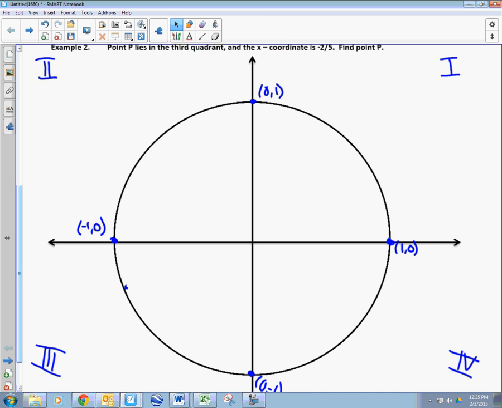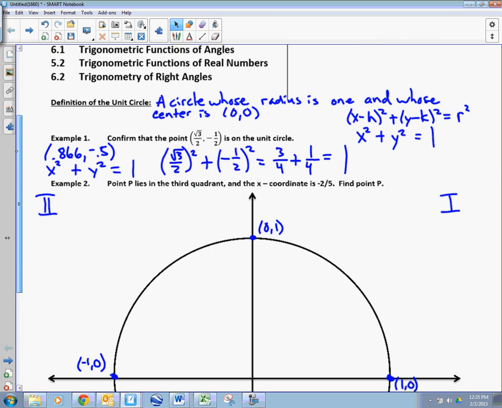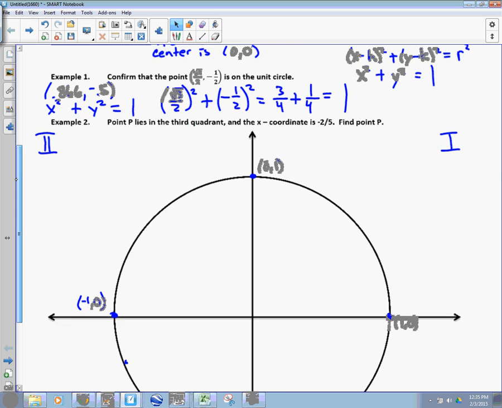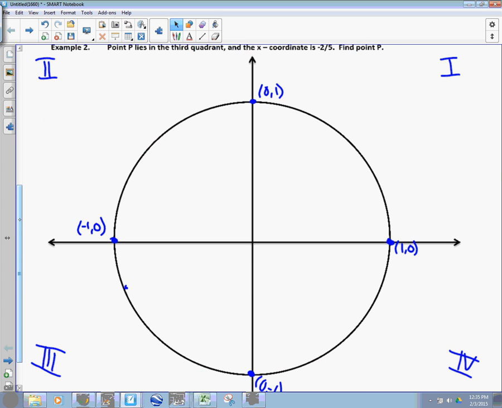It doesn't look like it. Well, maybe we just didn't go over far enough. So maybe 0.866 is more like right there, and negative 1/2 is, say, right about there. So maybe that's a better spot. Okay, but it is. Trust me. Okay. All right. That's correct.